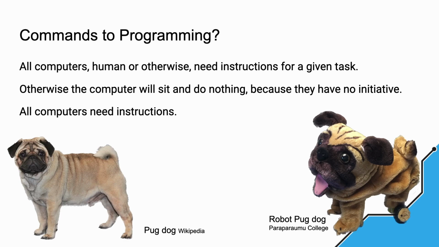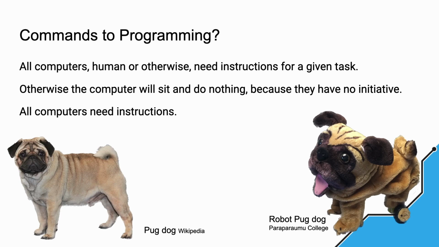So if you take the case of a pug dog, for example, the one on the left is a live pug dog, and you can give it instructions. You can tell it to do things like get the paper or get a bone or whatever. But if you don't give it any instructions, it will just go off and do something else. It has initiative. It can do other things. Whereas the pug dog on the right is a robotic pug dog made by some college students for the major production at Paraparaumu College. It can still go and do things, but you must give it instructions.